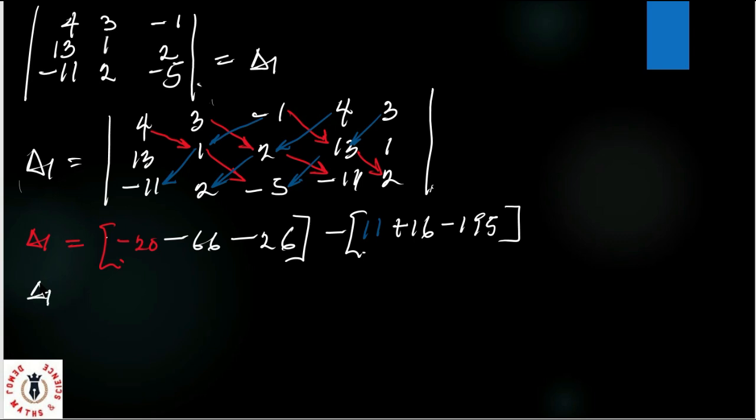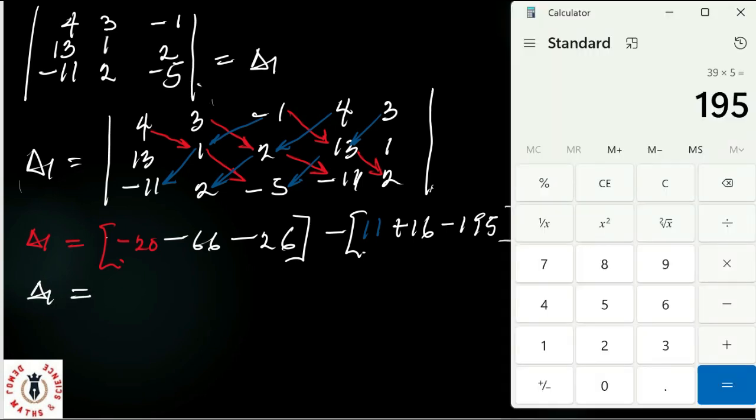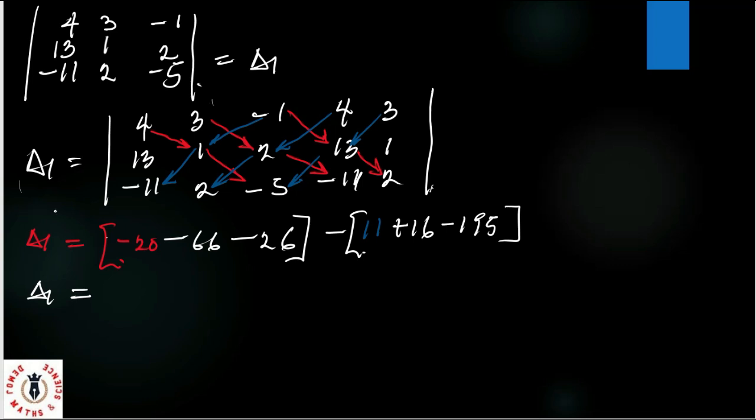So delta 1 will be the same thing as minus 20 minus 66 minus 26. That's minus 112.